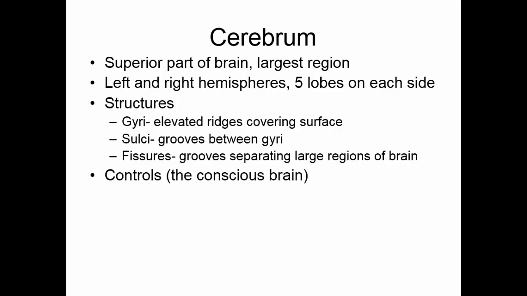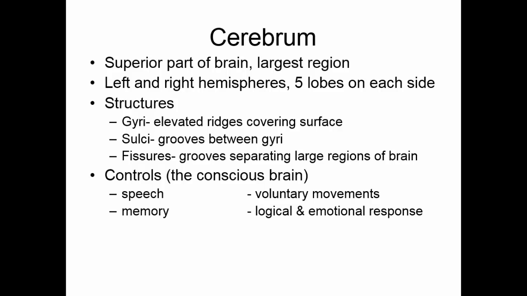The cerebrum is your conscious brain, so it controls your conscious activities: speech, voluntary movement, memory, logical and emotional response, consciousness, and this is also the part of your brain that interprets sensations. You know that you're cold, you know that you're seeing the color red, those kinds of things.